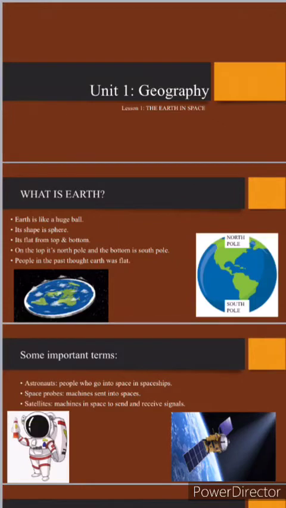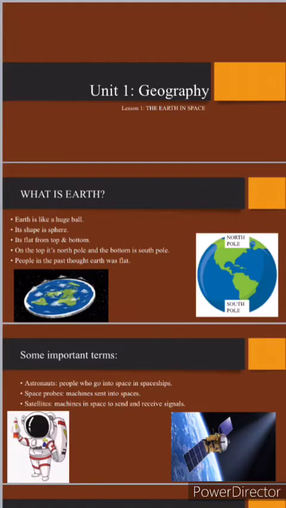So today we are going to study the first unit, which is Unit 1, Geography, and lesson number 1 is the Earth in Space. First of all, we should study the word geography, what does it mean. The word geography is actually made up of two words. The first part is geo and the second part is graphy. The word geo means earth and graphy means study. So it means that the study of earth is called geography.